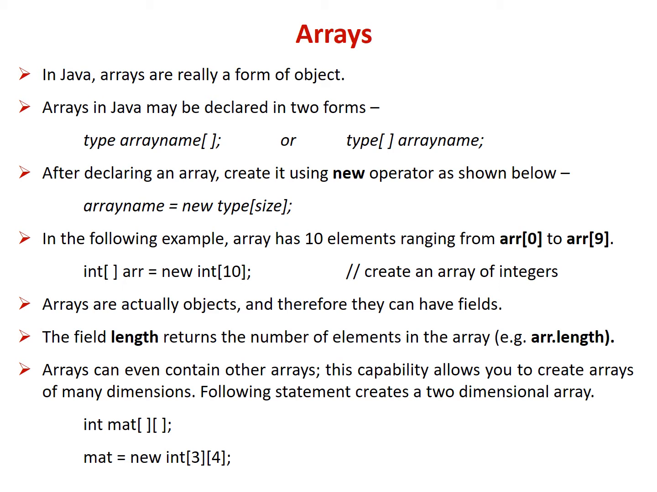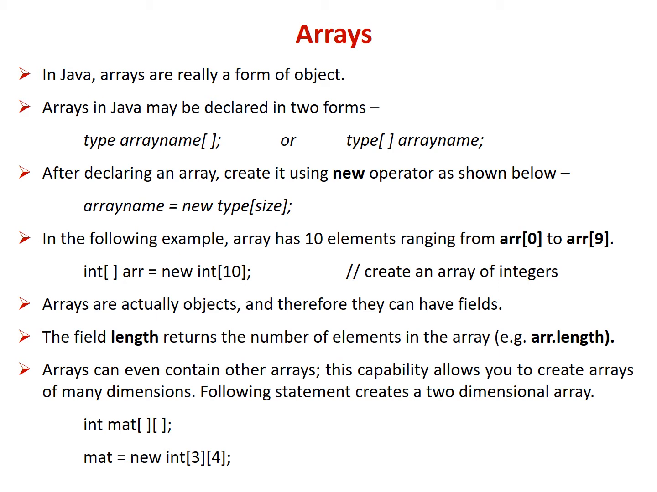Arrays in Java may be declared in two forms. In the first form, we specify the data type, then the array name, followed by square brackets. Or in the second form, first we write the data type, square brackets, and then the array name.